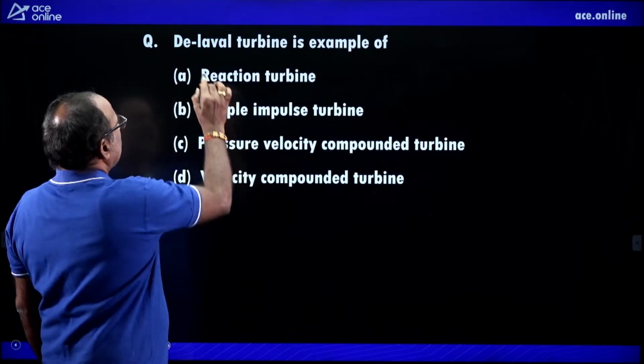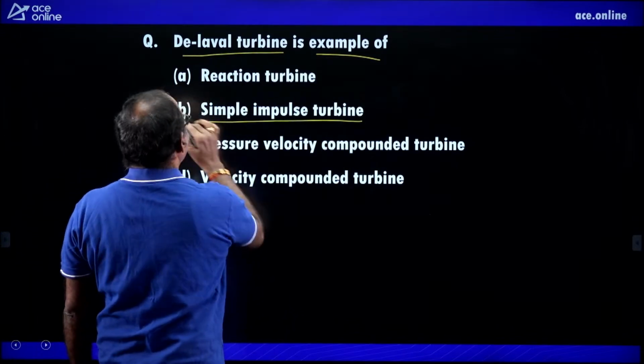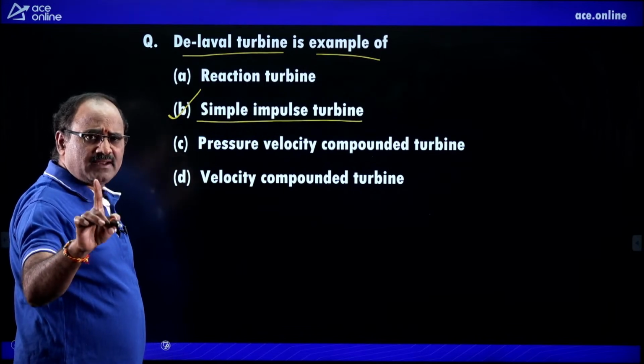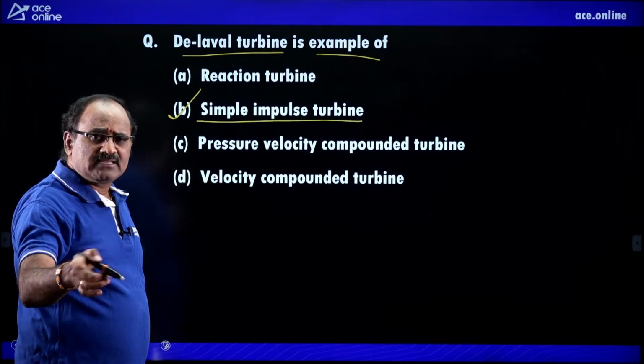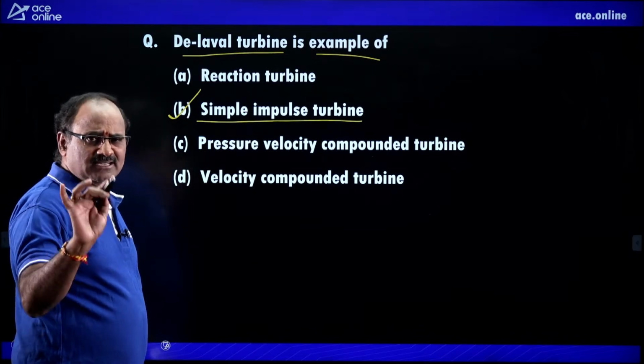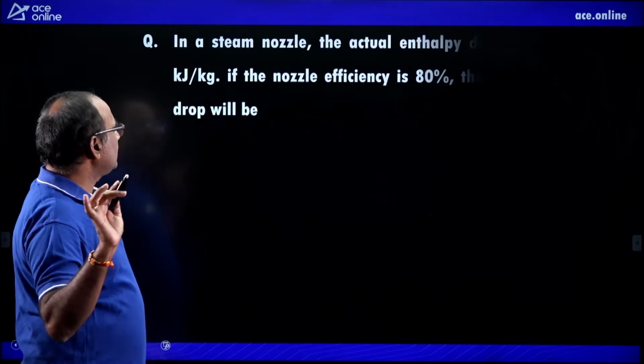Try to read it. De Laval turbine is an example of what? Simple impulse turbine only. De Laval turbine is the simple impulse turbine. Parsons turbine is the reaction turbine. Curtis turbine is the velocity compounding steam turbine, and Rateau turbine is the pressure compounding steam turbine. Okay. Similarly, look at the next question.